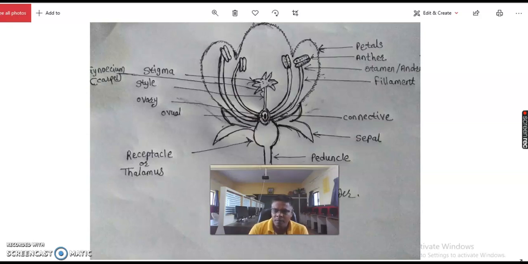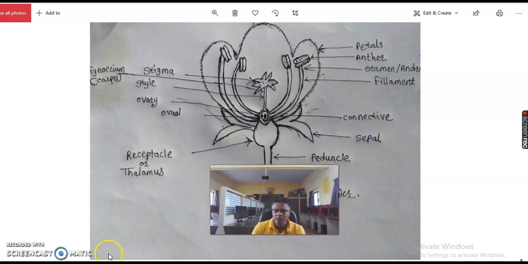Then the second part is the style. It is a thread or tube-like structure. It acts as a connecting part between the ovary and stigma. The pollen tube passes through the style after pollen germination. It is the slender stalk supporting the stigma, called the style.